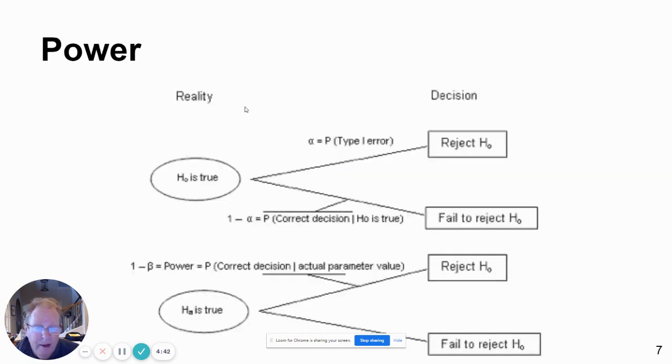This tree diagram right here tells us the same thing as the table on my previous slide. If this tree diagram makes more sense to you, then this is what you should use for review.